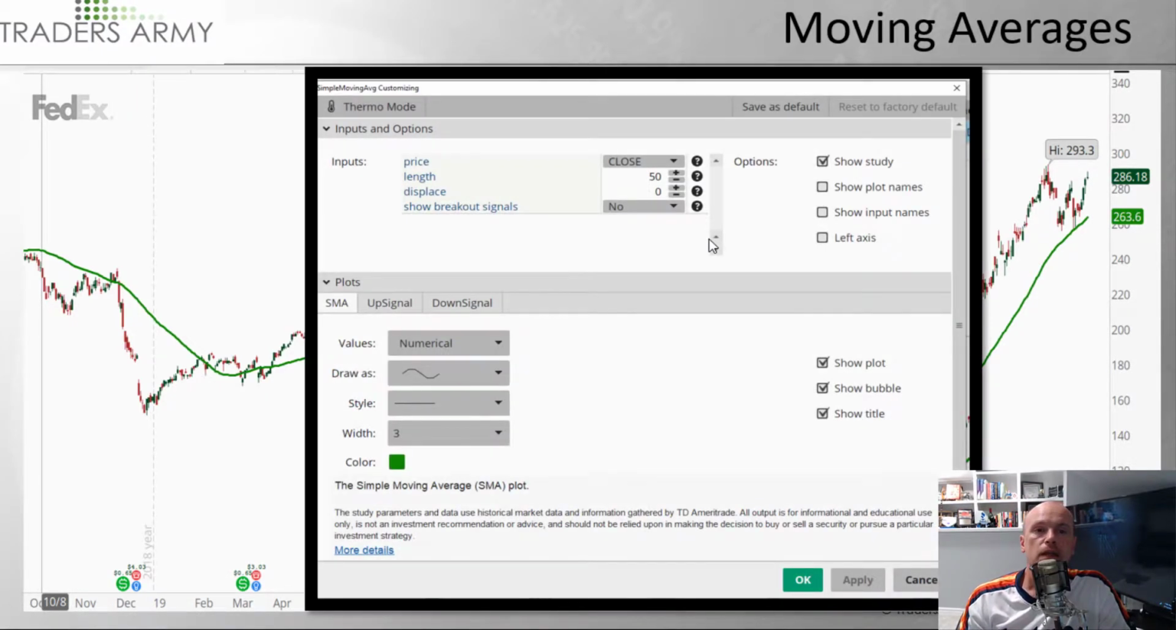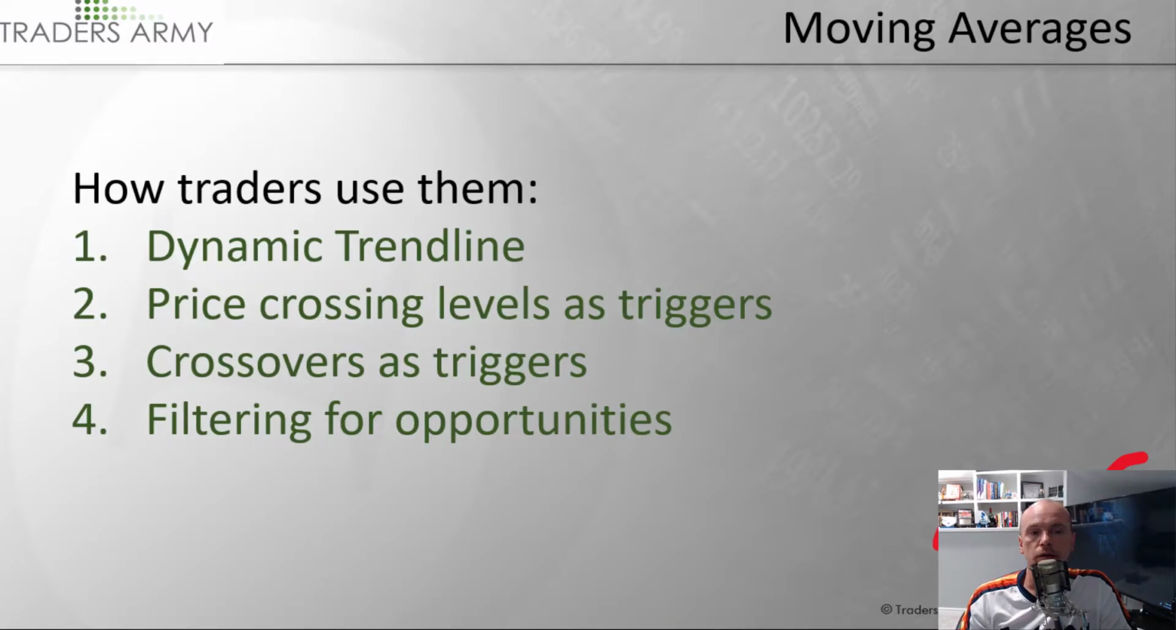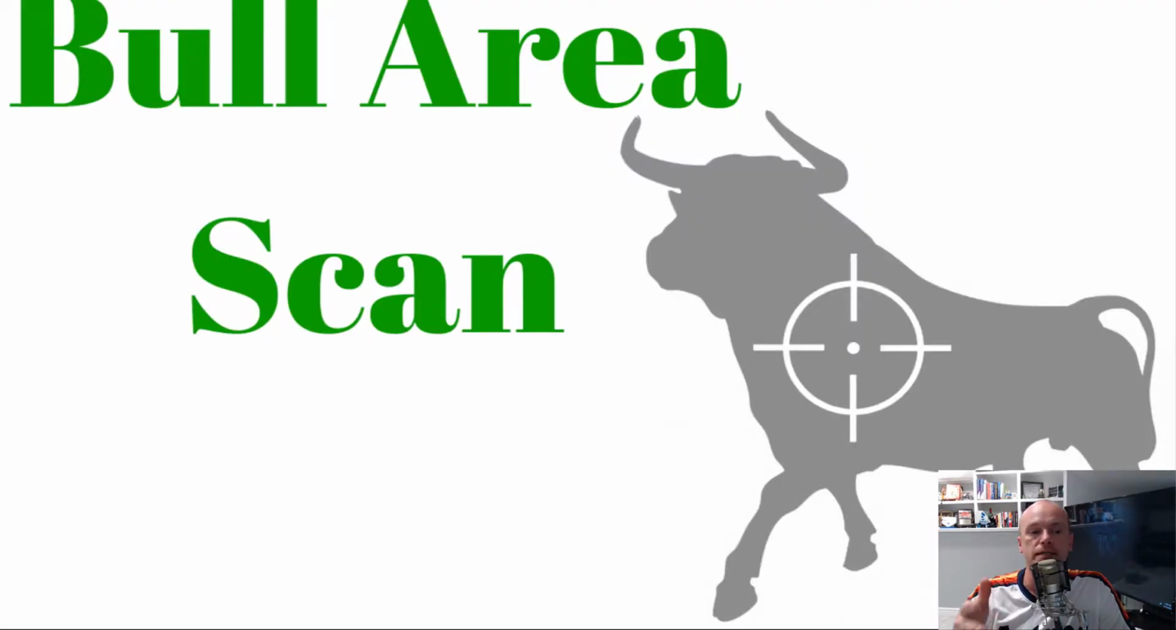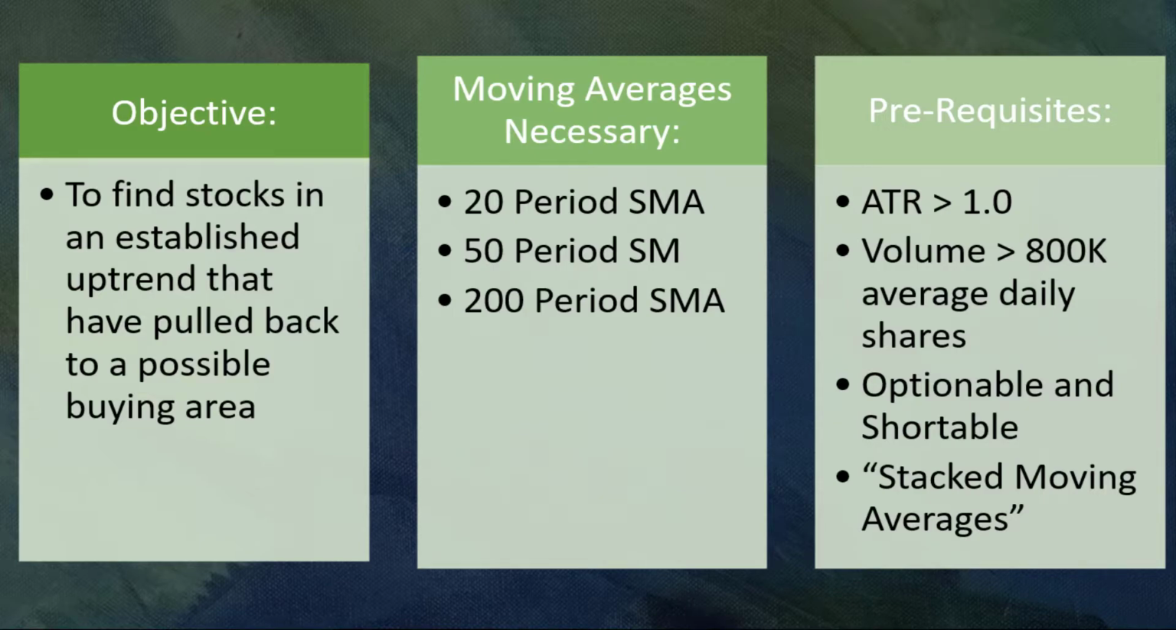Very simple stuff. So how are they used? Like I talked about earlier, dynamic trend lines, price crossovers as triggers. We're going to use it today as a filter, and that's really where we talk about the bull area scan and finding the bull area positions. So what's the objective? The objective is to find stocks that are in an established uptrend that have pulled back to a possible buying area. So how do I know that they're in an uptrend?